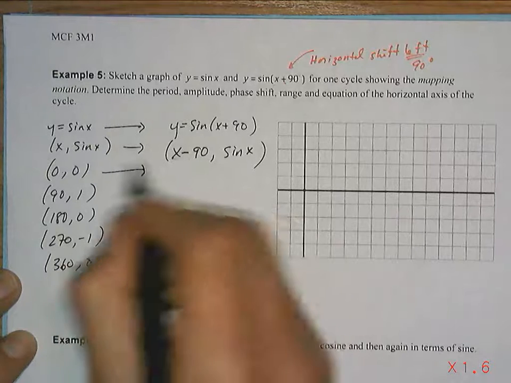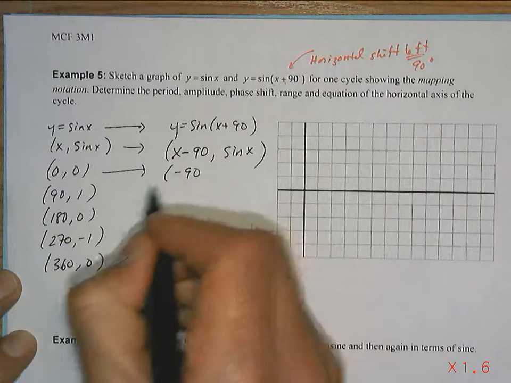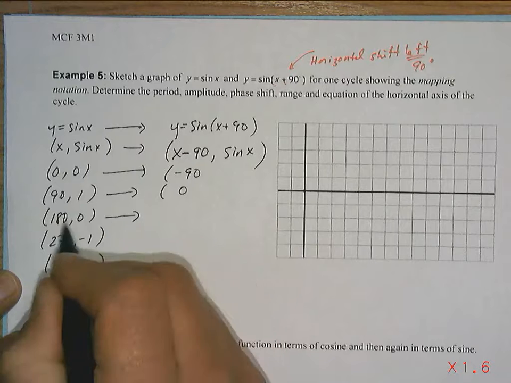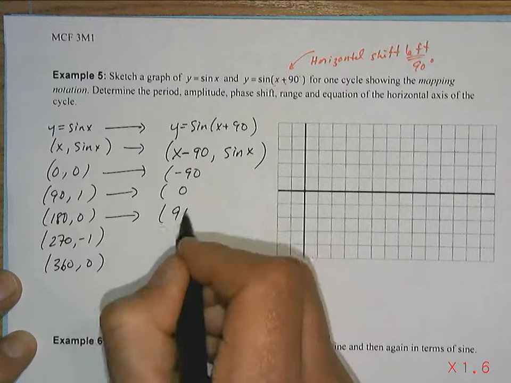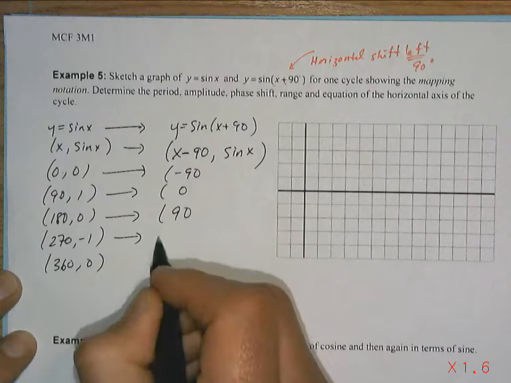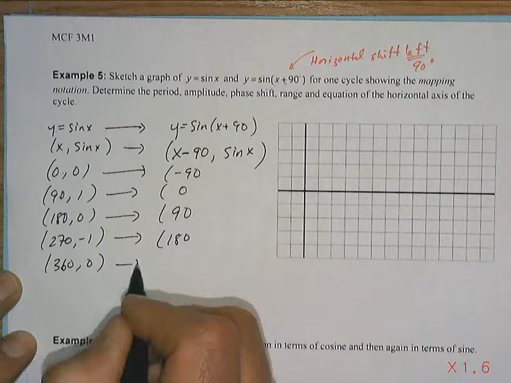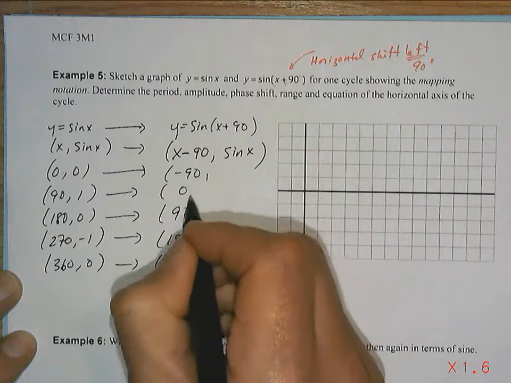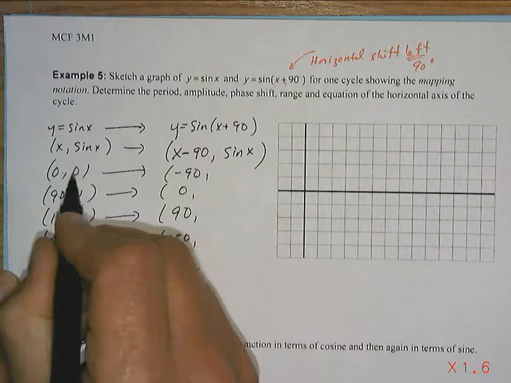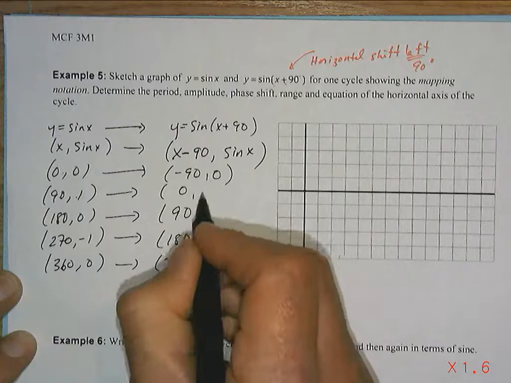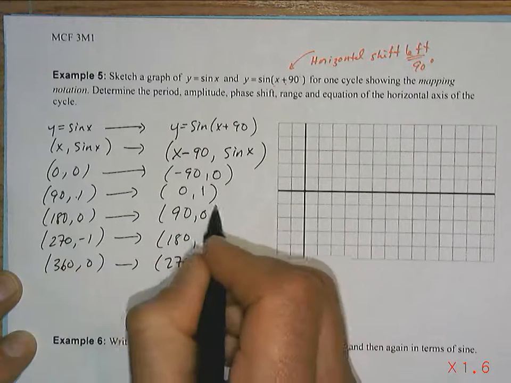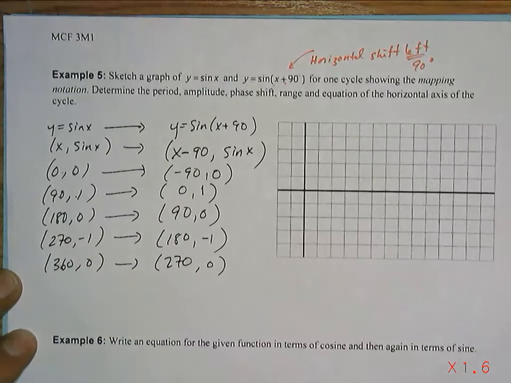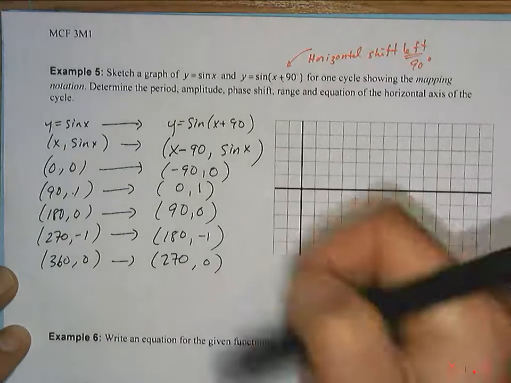This one will become 0 subtract 90, so it's -90. This one will be 90 subtract 90, 0. This one will be 180 subtract 90, 90. 270 subtract 90, 180. 360 subtract 90, 270. 0, 0. 1, 1. 0, 0. -1, -1. 0, 0. Let's just plot this and see where it takes us.